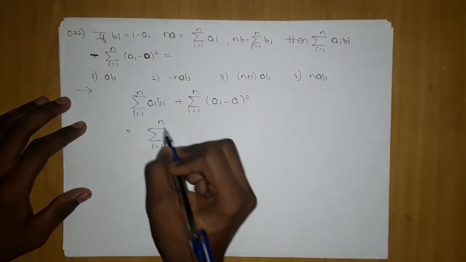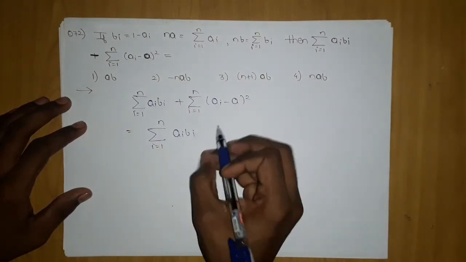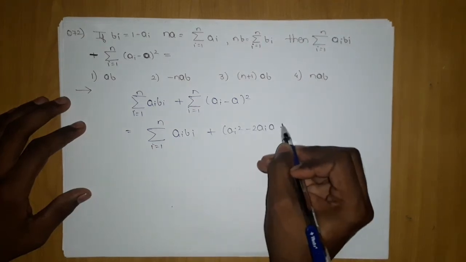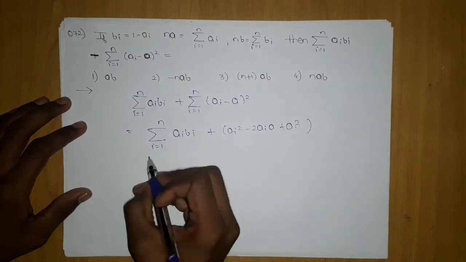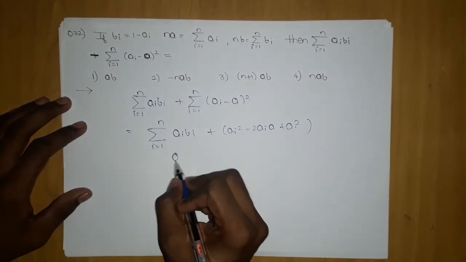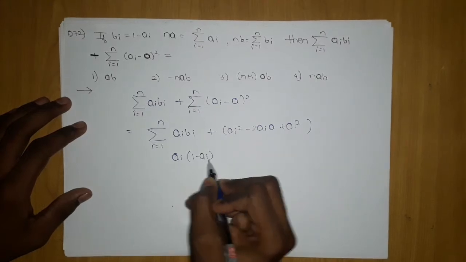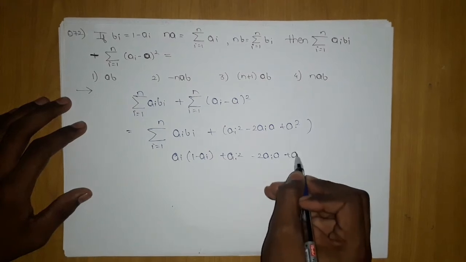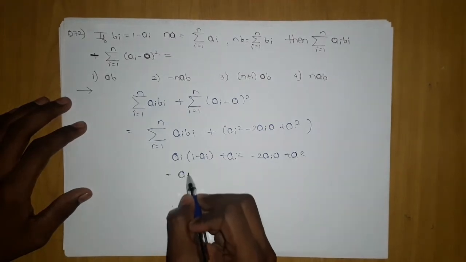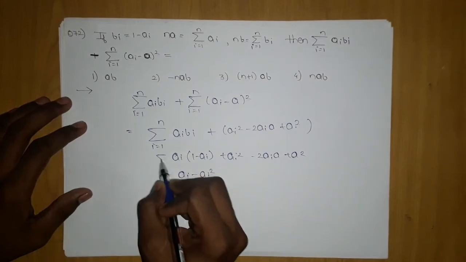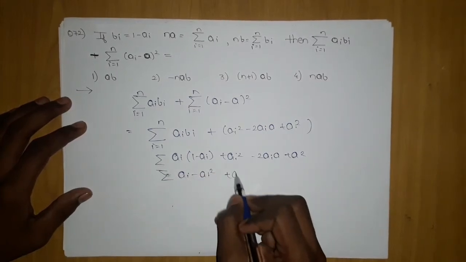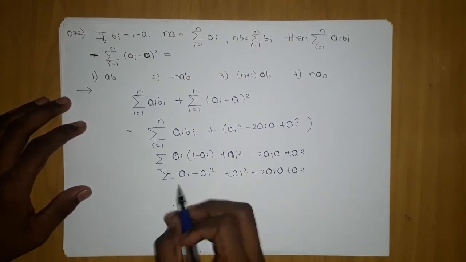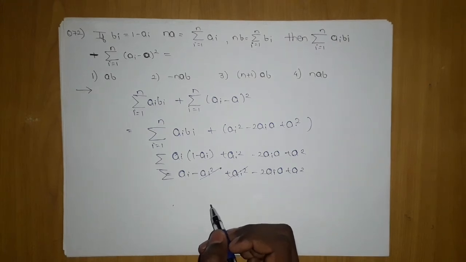Summation i is equals to 1 to n, left with ai into bi plus this will open ai square minus 2 ai into a plus a square. bi I can write as ai into 1 minus ai, square minus 2 ai into a plus a square. This will become finally ai, summation is still continuing, plus ai the whole square minus 2 ai a plus a square. This and this will cancel out. We are left with this thing.